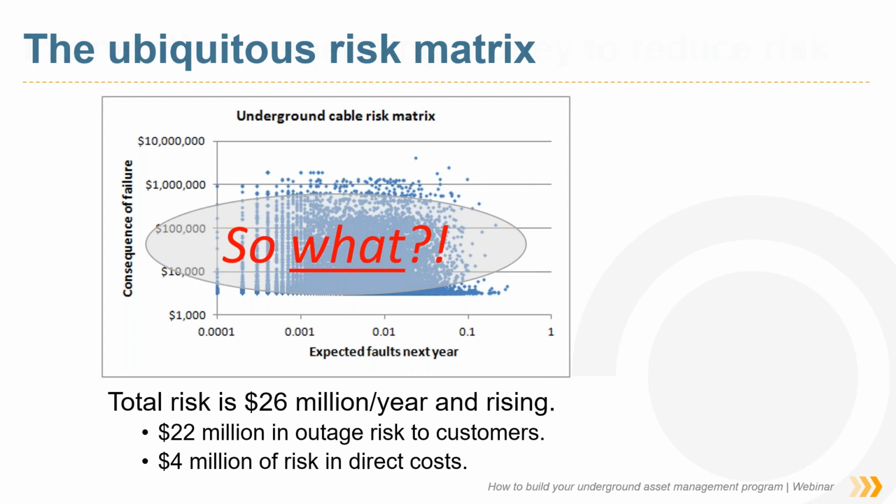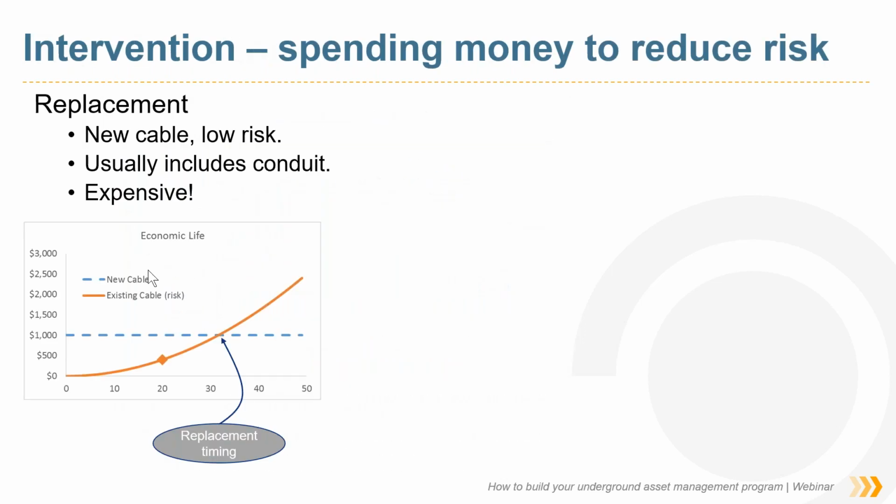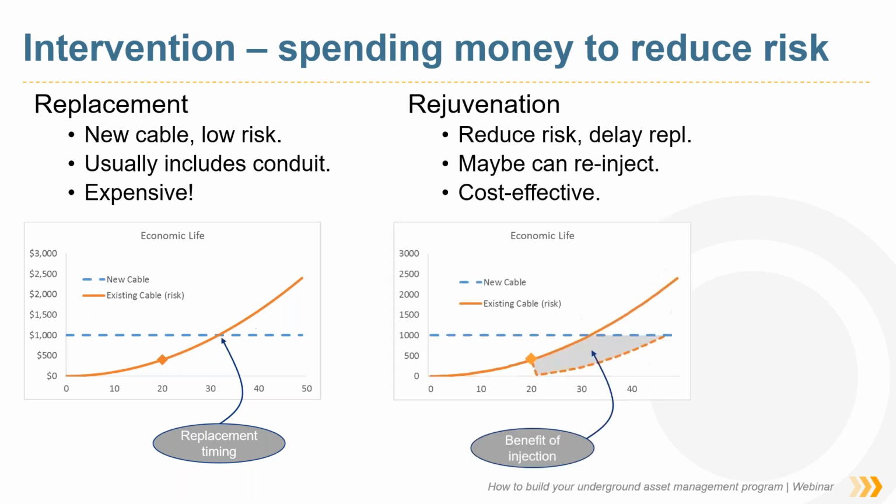And to answer that question, we need to think back to that economic model that we were looking at before and ask, what is the trade-off between that risk and the money that we would spend to mitigate it? So you remember, one option was to replace the cable. And in this example here, the risk is rising, and you'd replace this cable where the curves cross at about age 30. Anytime before age 30, the risk will be lower than the cost of a new cable. And anytime after age 30, the risk will be higher than the cost of a new cable. So as long as the risk is lower, I want to leave it in place. And once it's higher, then I want to replace it, if replacement is my only option.